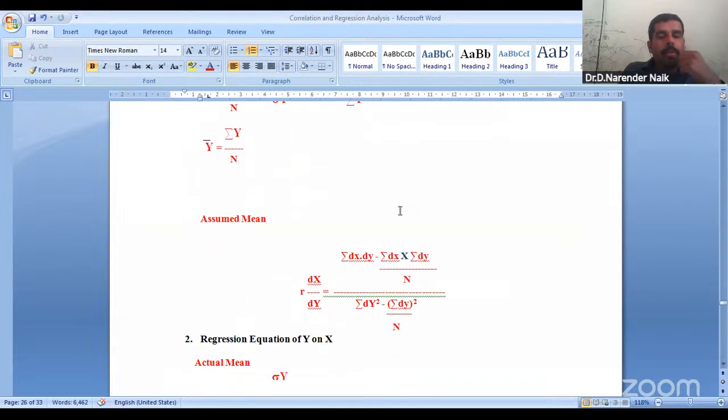Then the assumed mean. Okay. So you, my dear students, observe the formulas only. While we are doing the problem, you are going to get clarity on the difference between actual mean and assumed mean. You will see the difference.